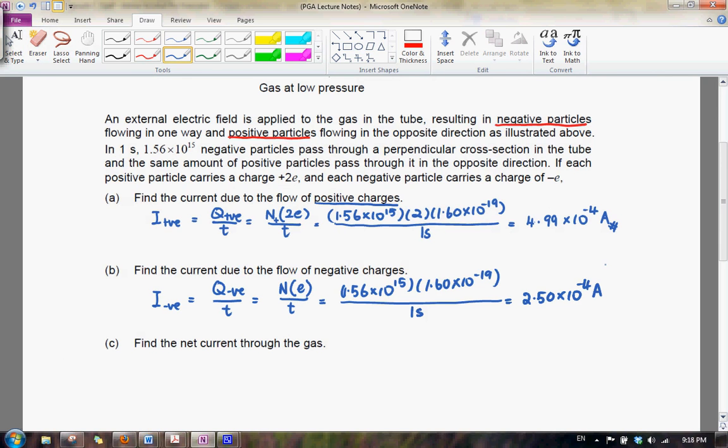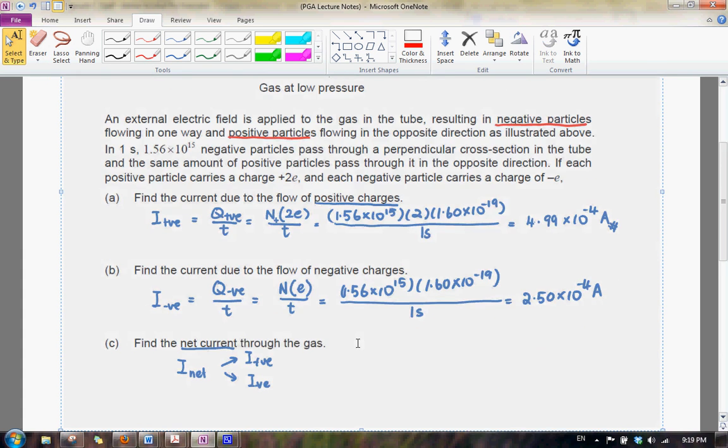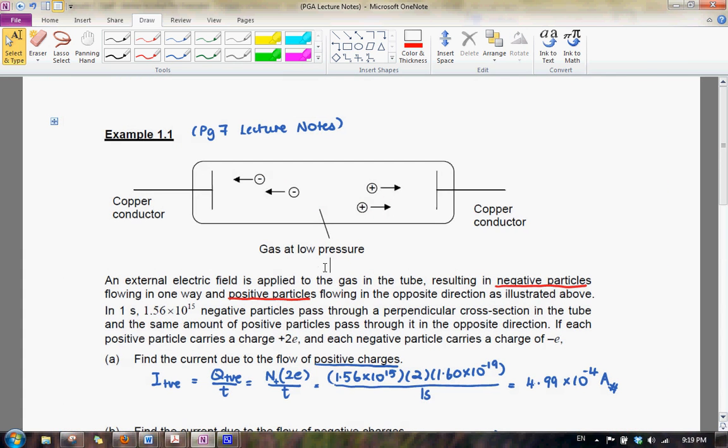Lastly, we are asked to find the net current through the gas. Now, there are two contributions to the current through the gas. One is contributed by the positive charges and one is contributed by the negative charges. To decide whether we need to add or subtract the two currents, we need to look at the direction of the current contributed by each type of charge. So looking at the diagram, we can see that the positive charges are flowing towards the right, and so it contributes a positive current towards the right.